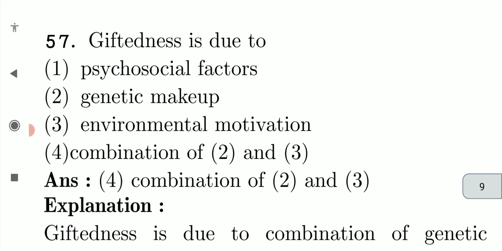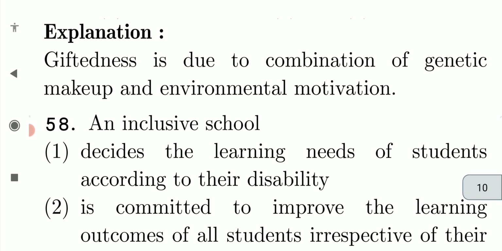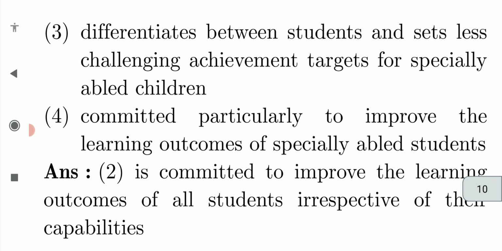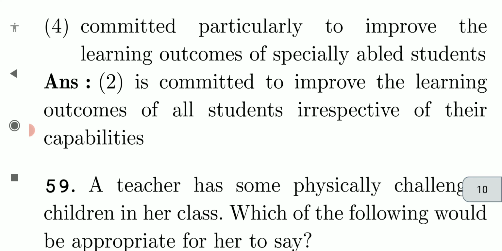Giftedness is due to what? Genetic makeup and environmental motivation. Understood? Inclusion school is committed to improving the learning outcome of all students irrespective of their capabilities.